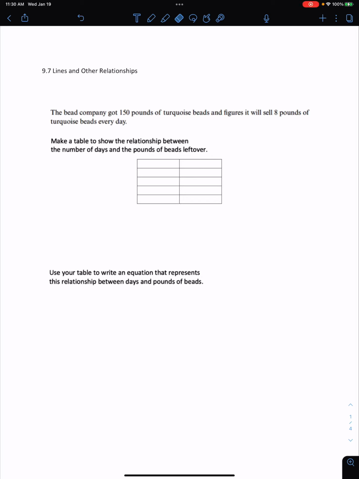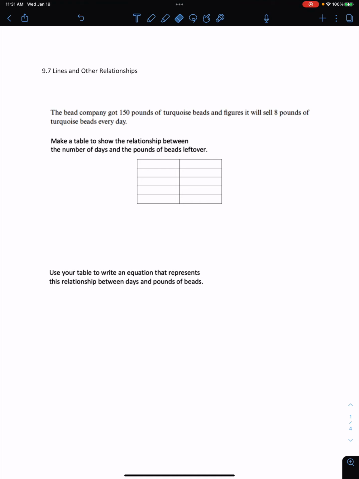Hi all, let's talk about lines and other relationships. Now, in a previous video on sequences, we talked a little bit about linear relationships and what they look like. So we're going to dive a little bit deeper into how to identify a linear relationship and differentiate it from other relationships. So first of all, I've got this problem here on the screen.